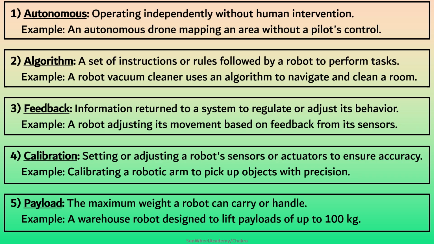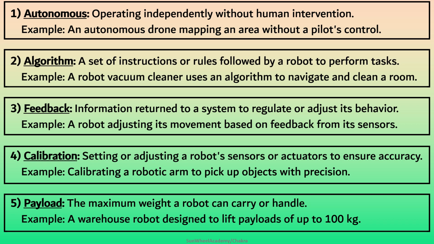1. Autonomous, operating independently without human intervention. Example: an autonomous drone mapping an area without a pilot's control. 2. Algorithm, a set of instructions or rules followed by a robot to perform tasks. Example: a robot vacuum cleaner uses an algorithm to navigate and clean a room.